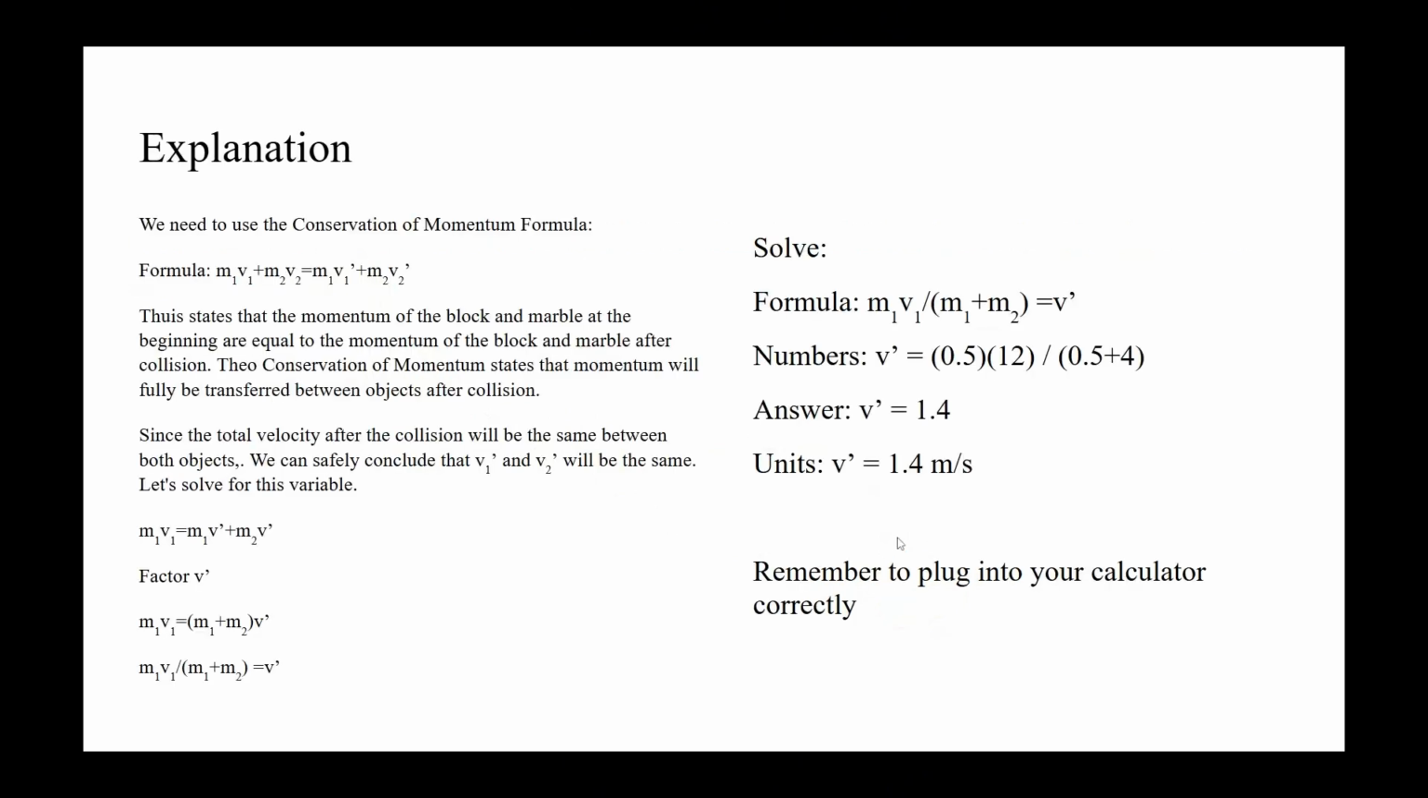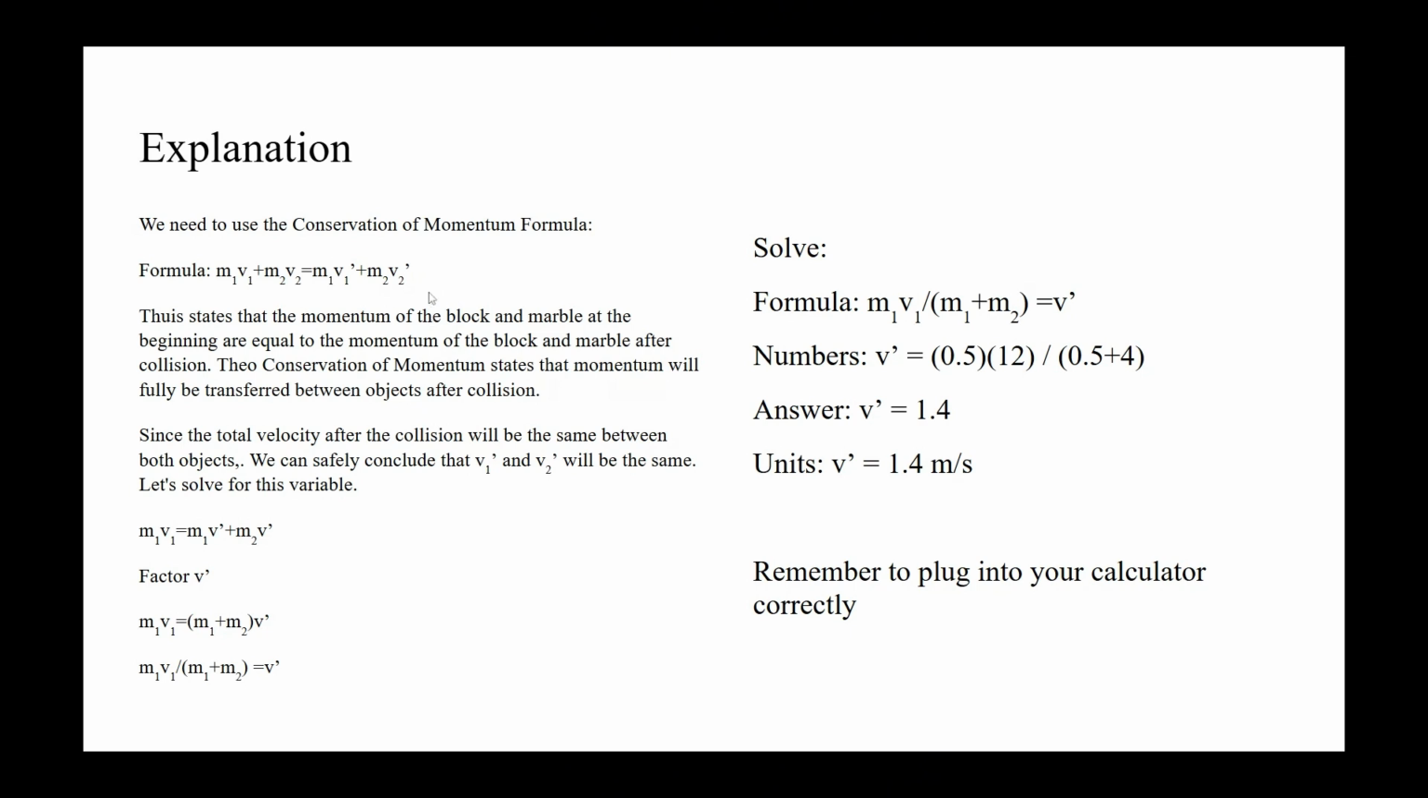So here's our explanation. It looks like a lot, but it really isn't once you get the hang of it. So we need to use the conservation of momentum formula. So this is the formula, m1v1 plus m2v2 equals m1v1 prime plus m2v2 prime. These subscripts just tell us which mass and which velocity we're using, whether it's from the marble or the block. The prime, the little apostrophes, whatever you'd like to call them up here, these represent the velocity after the collision occurs.